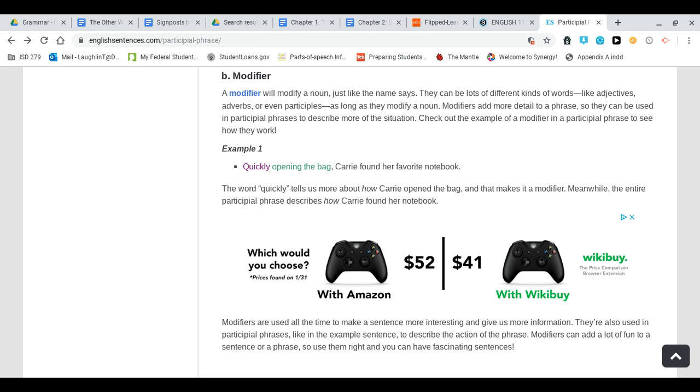Once again, modifiers just add more detail. So they can be used in participial phrases to describe more of the situation. So pretend quickly, which I'll highlight, isn't there for a minute. Opening the bag would still work as a participial phrase. Opening is a verb. So we have the participial phrase, but quickly just modifies opening the bag. It works as an adverb because it's a word describing the noun. Or I'm sorry, the word describing the verb, which is acting like an adjective. Either way, it's an adverb because adverbs modify verbs. Adverbs modify adjectives. They also modify other adverbs.